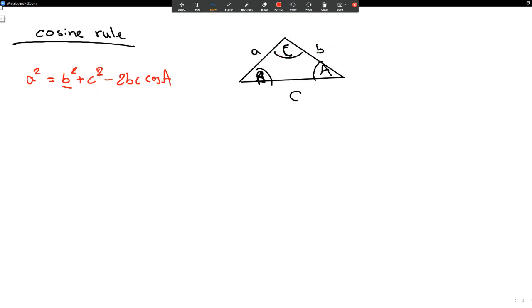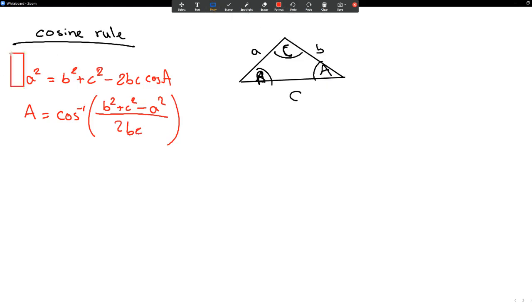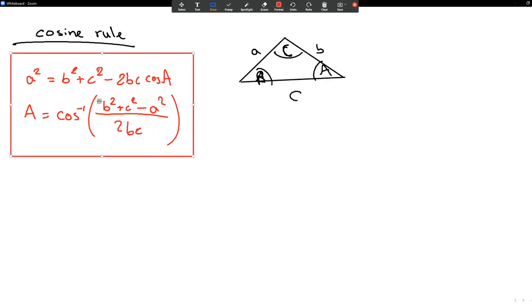Okay. So another way of writing this is when we have all three sides, but we want to know the angle. And we write this as A equals inverse cos of b squared plus c squared minus a squared over 2bc. Like that. These are the two versions of this formula we're going to use. And I'll show you how we get from this one to this one in a bit. Right. So, basically, let's start by using this first equation.